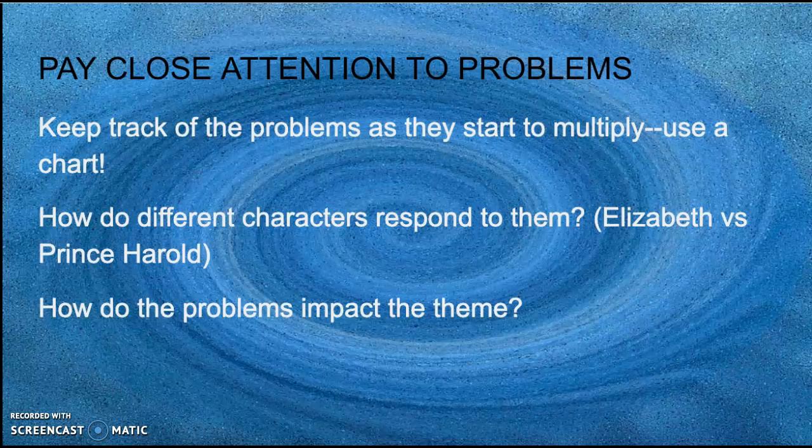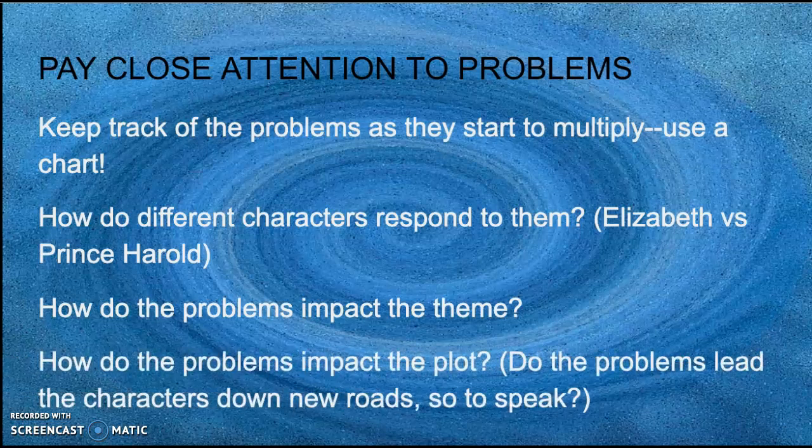It's really another story element as we get older, is that we don't just have characters setting problem solution. Another element is a theme. So we want to be thinking about that. And also, how do the problems impact the plot? Meaning, do the problems lead the characters down new roads, so to speak?